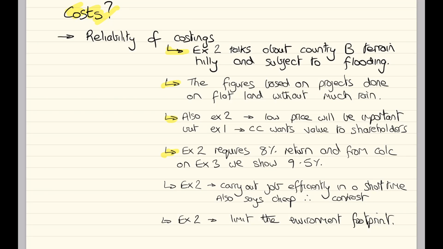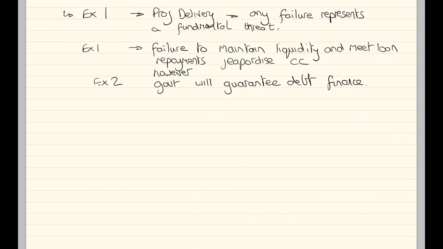Positive is if we can rely on all the figures, the return is better than what the board would typically accept. However, we want to do things efficiently in a short time, but we want it done at a low price. That is a bit in conflict, and to limit an environmental footprint is likely to cost quite a bit. Other things that we pick up from Exhibit 1 is that any failure is a fundamental threat to the company, so we have to consider that.